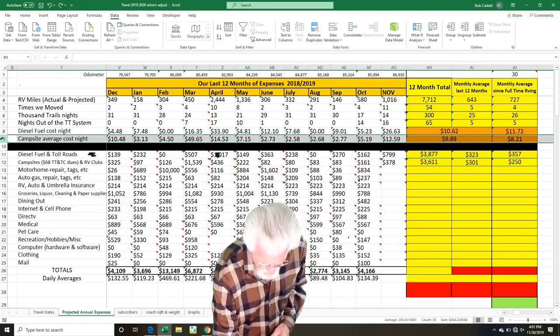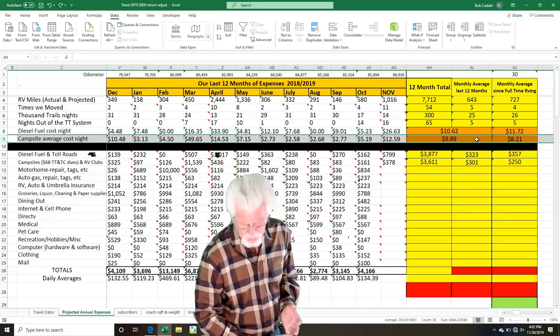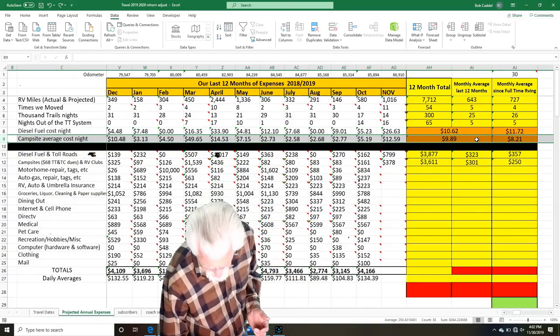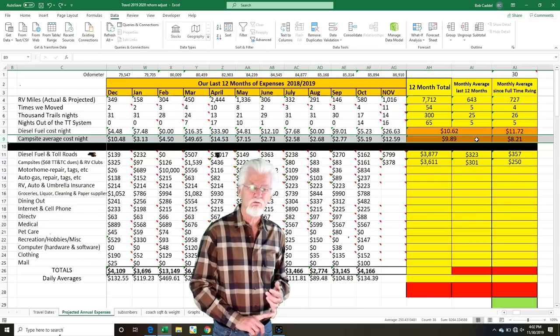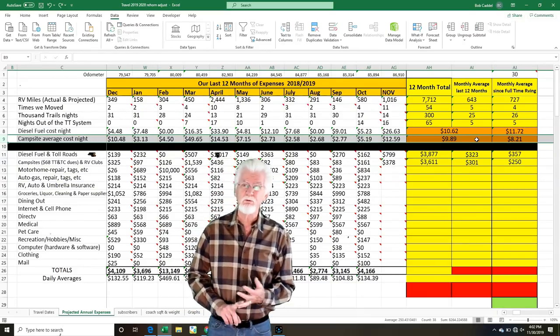So our average campground cost for the month of November is $12.59, but for the last 12 months it is $9.89. And since we've been doing the whole adventure, the last 30 months, we're averaging $8.21. And that's the beauty of Thousand Trails.